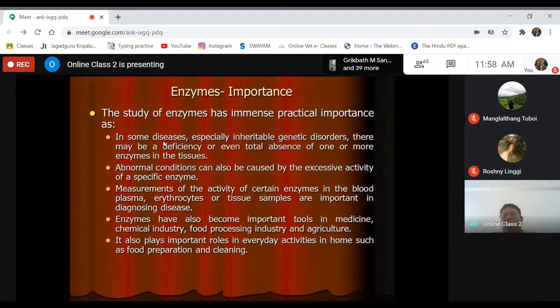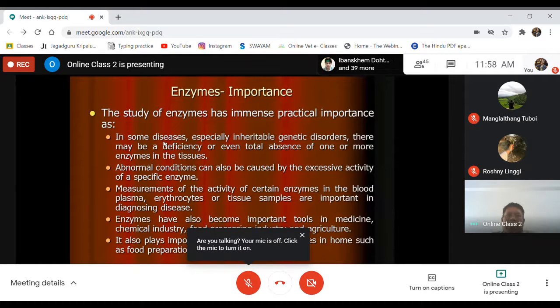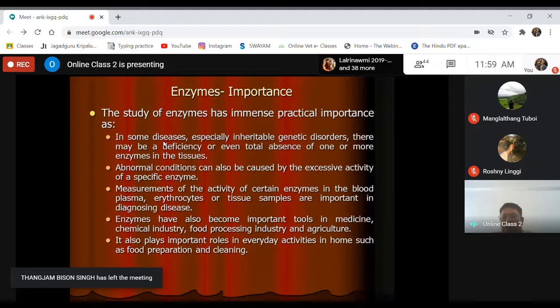Okay, some of the genetic disorders, say you must have heard about albinism. In the case of albinism, that is a disease condition in which melanin is not synthesized. Melanin is a pigment synthesized from the amino acid tyrosine. When the amino acid tyrosine cannot be metabolized to form melanin because of the absence of one enzyme, then it causes albinism.